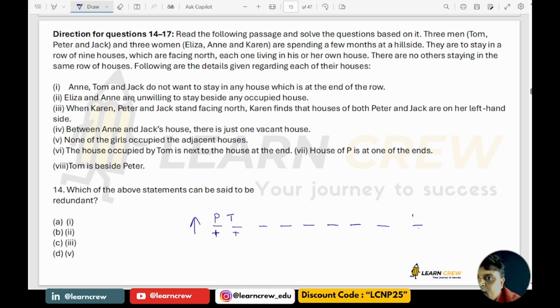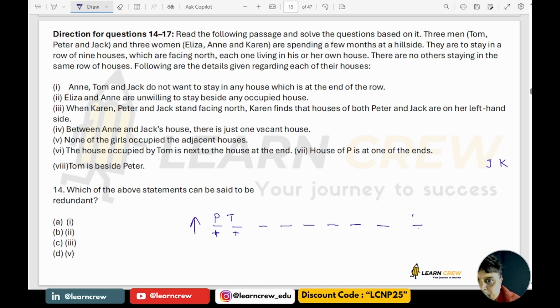Elijah and Annie are unwilling to stay beside an occupied house. When Karen, Peter and Jack stand facing north, Karen finds that the houses of both Peter and Jack are on the left hand side. So what does it mean? Karen finds that the houses of Peter and Jack are on the left hand side. So Jack is to the left of Karen.